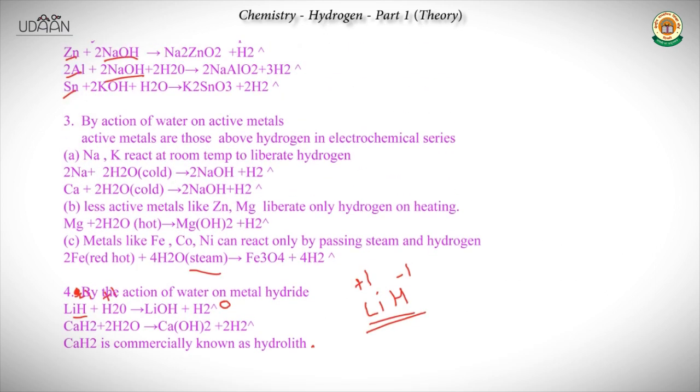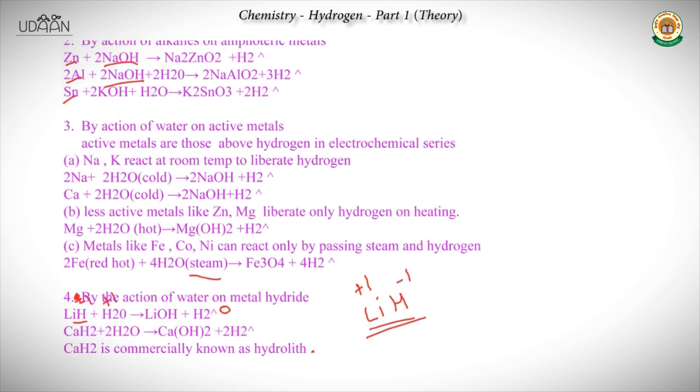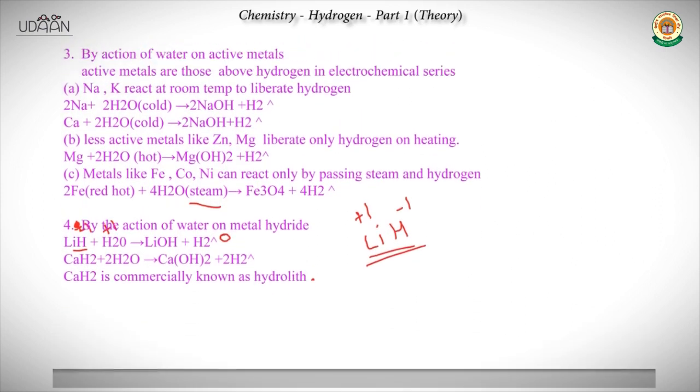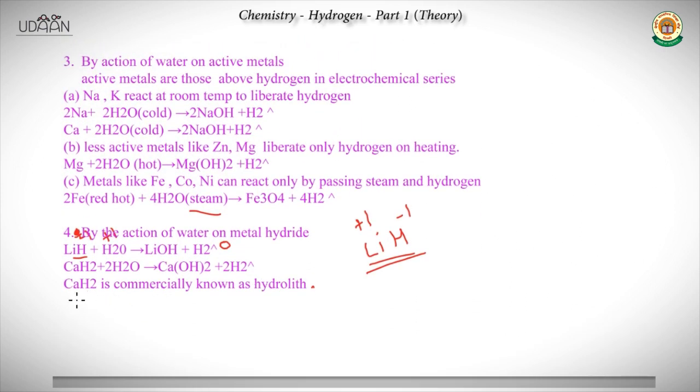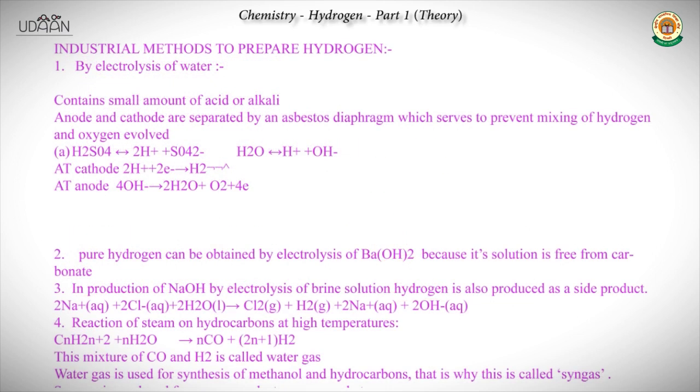So this was a lesson, and we saw various reactions of hydrogen and how hydrogen can be produced. Here we can see that CaH2 is commercially called hydrolith. Actually, CaH2 is a very good reducing agent, so it is very important commercially and used in many reactions. Now we will discuss some industrial methods to prepare hydrogen.